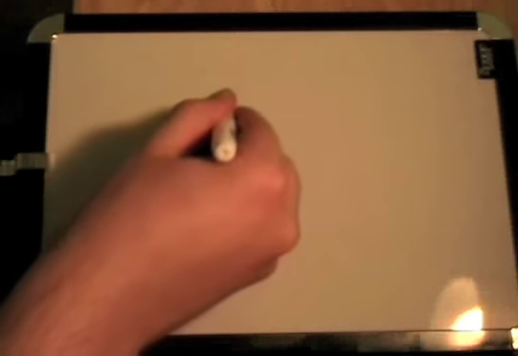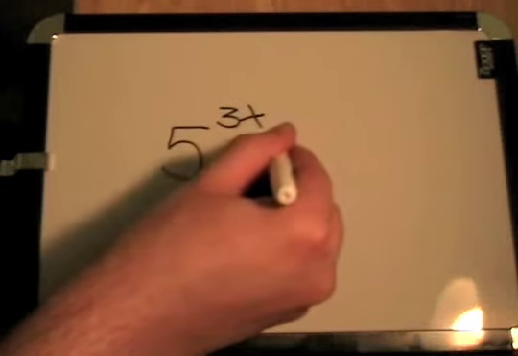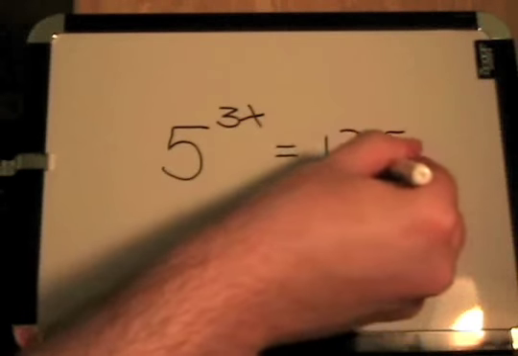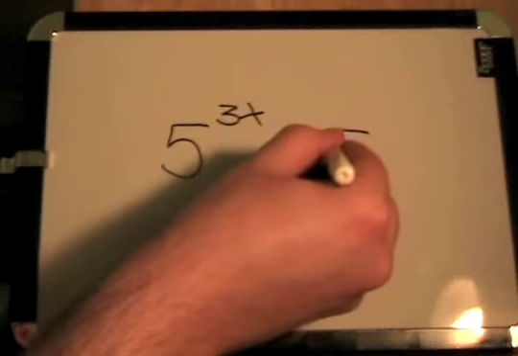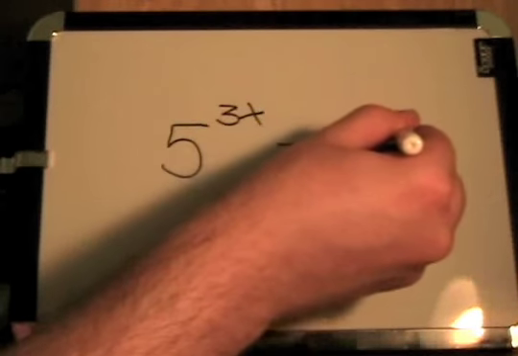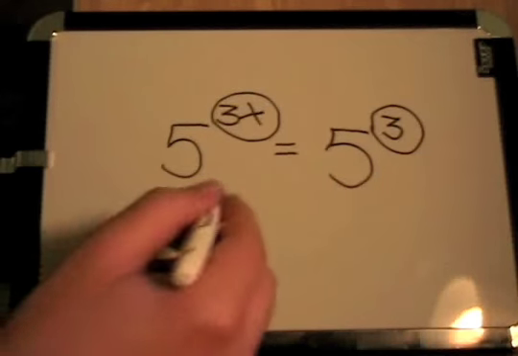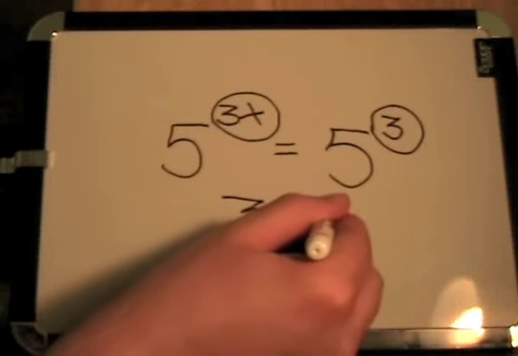Now let's try another problem. This time we'll start with 5 to the 3x power, and we'll set that equal to the number 125. Just like last time, we can break this number down. In this case, 125 is equal to 5 to the third power. Again, they both have the same base, so the exponents on each side can be set equal to each other.